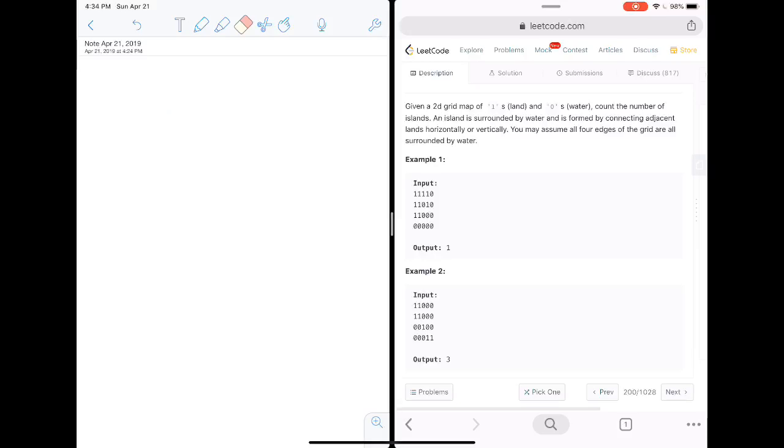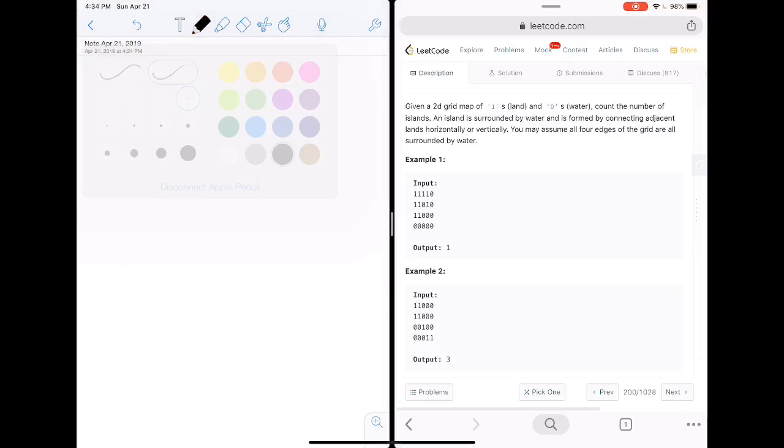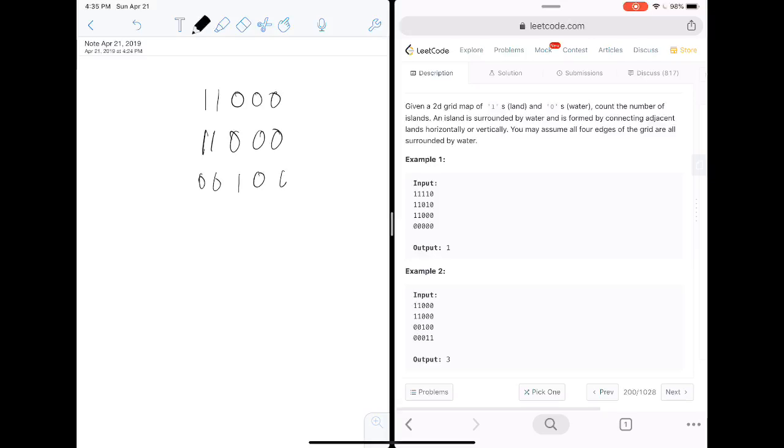The first one is, what we're going to try to do is, anytime I see a 1, I'm going to do a breadth first search or a depth first search to find out all the other adjacent land tiles to it, and then I'm going to mark them as visited, and then I'm going to increment the total number of island counter that I have by 1.